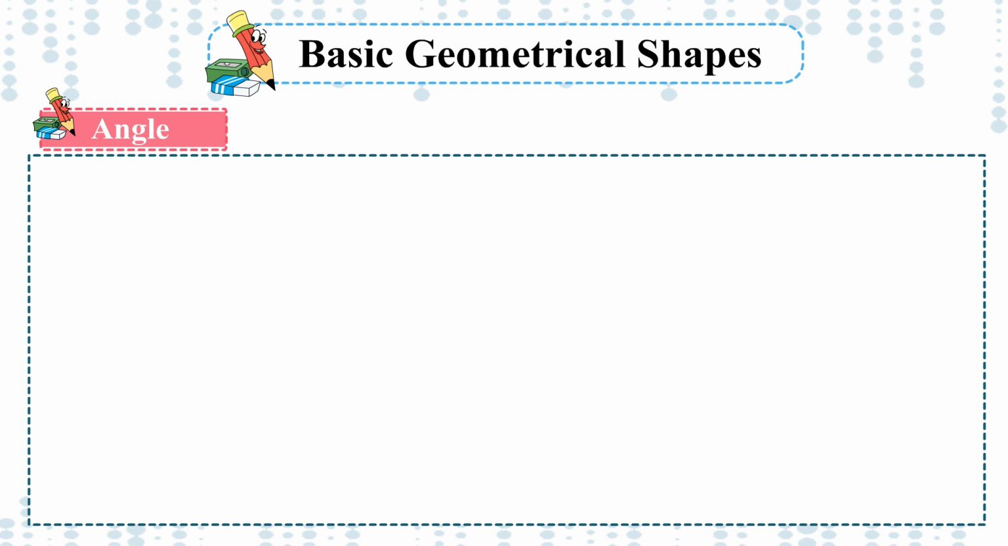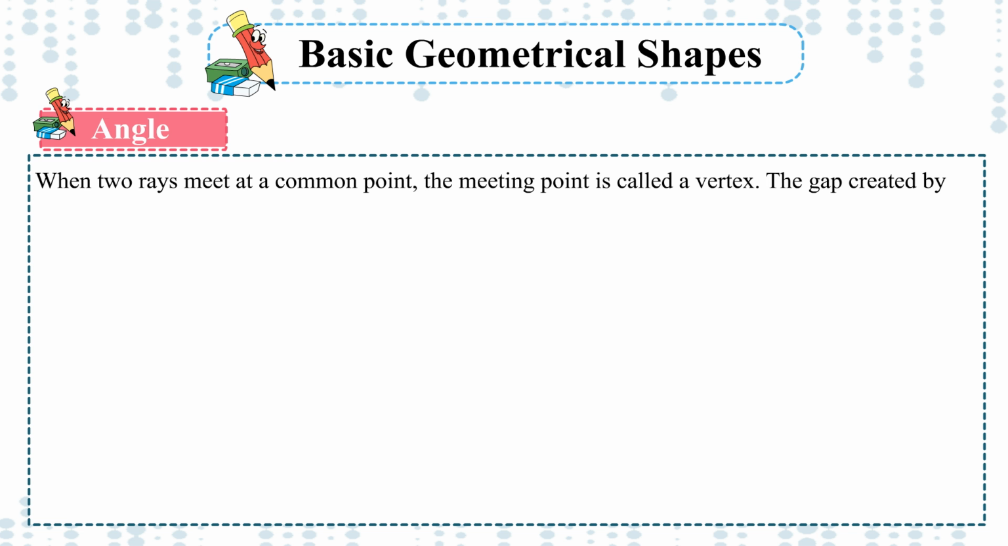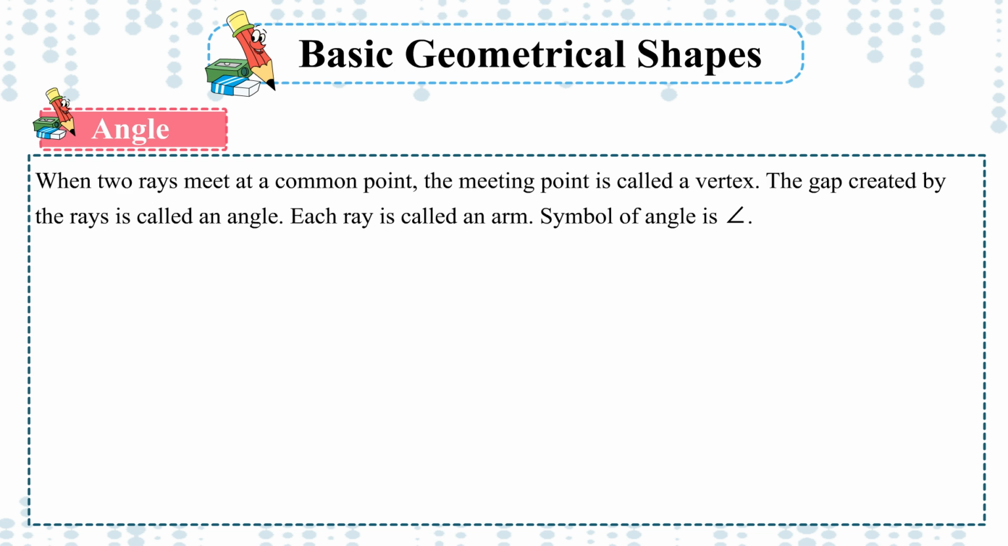Angle. When two rays meet at a common point, the meeting point is called a vertex. The gap created by the rays is called an angle. Each ray is called an arm. Symbol of angle is. Example.